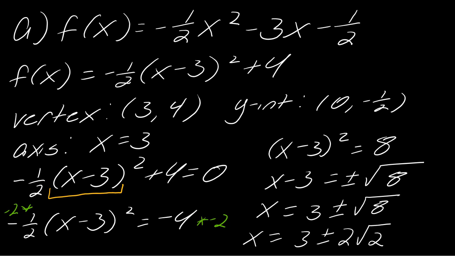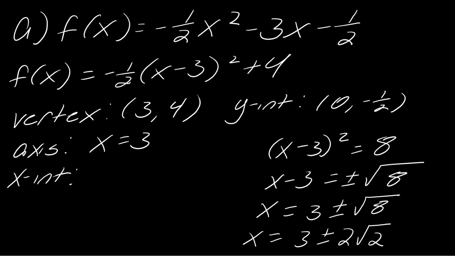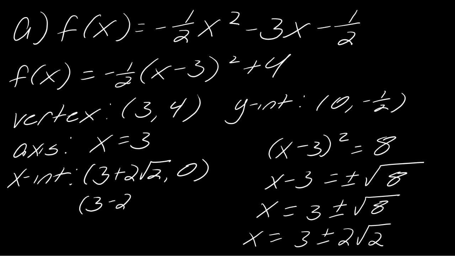So we have two x-intercepts in this case. So let me clear some space. Okay, so the first x-intercept will be (3 plus 2 square root of 2, 0). So remember, we set the equation equal to 0. That means we set the y equal to 0. The second x-intercept will be (3 minus 2 square root of 2, 0). So I'm literally taking those 2 points from this right here.